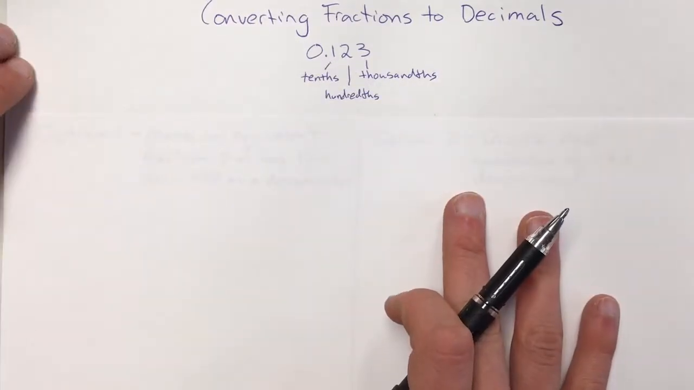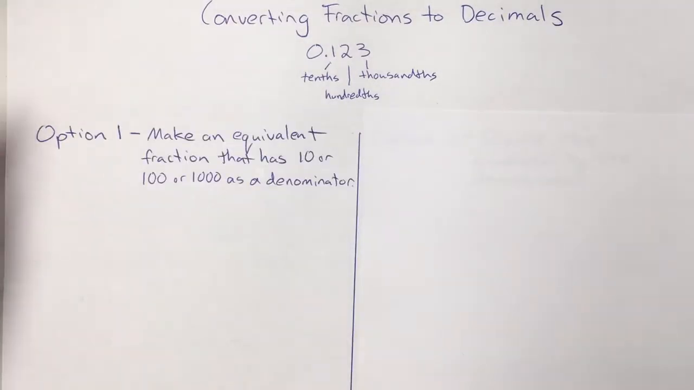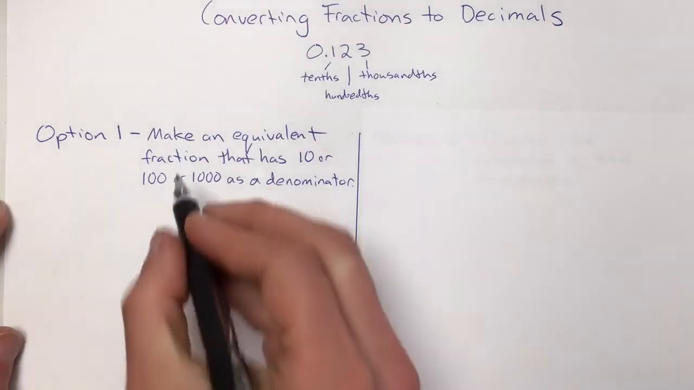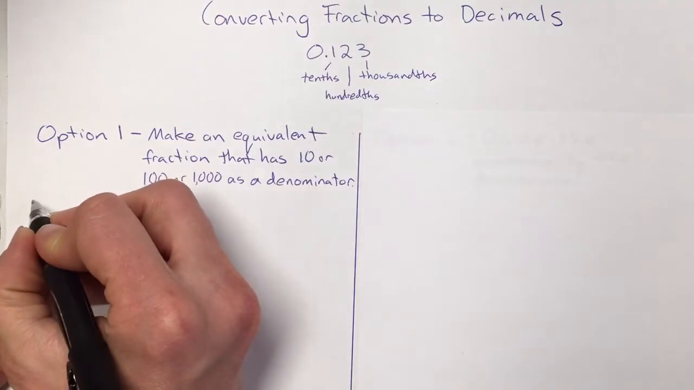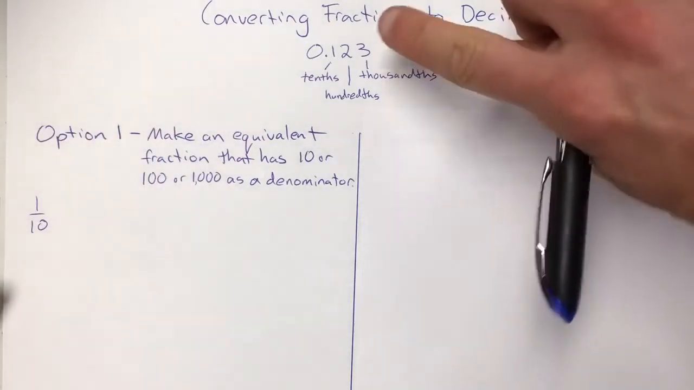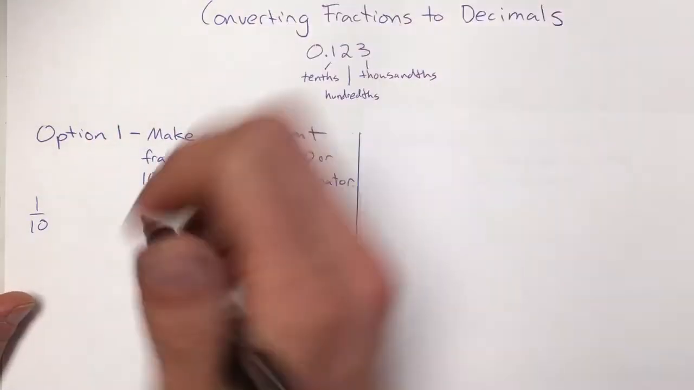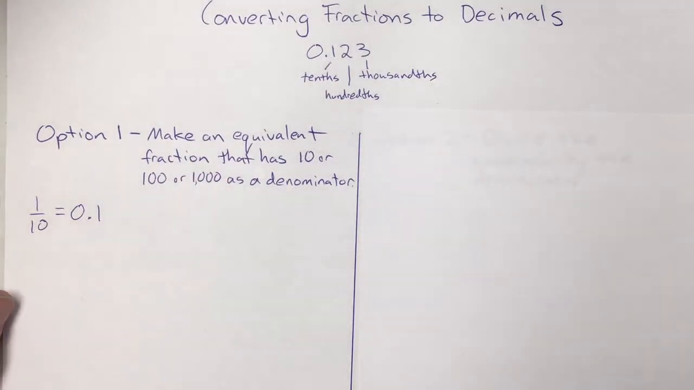So you have two main options for converting fractions to decimals. Option 1 is to make an equivalent fraction that has 10 or 100 or 1,000 as your denominator. So what I mean by that is, let's say you had the fraction 1/10. If I had 1/10 and I had to turn that into a decimal, I can read that as 1/10 and I know my place value, I know that the first digit is tenths. So this would be the same as 0.1, or 1/10.